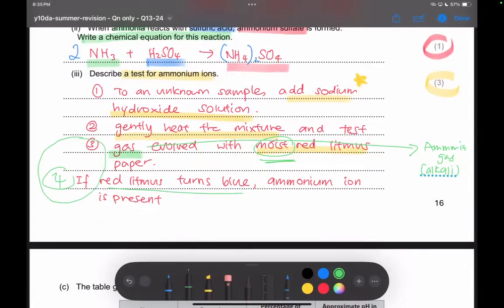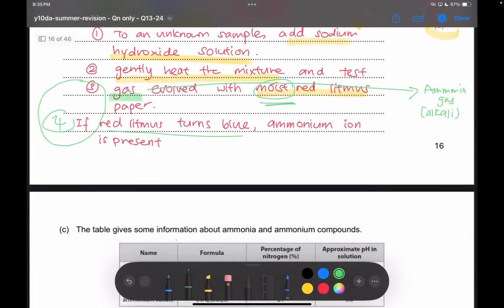Essentially, steps 3 and 4 are only 1 mark, so you do need to be mindful. After you use the red litmus paper, you need to tell us what's the color change or what's the observation. Okay, so that's the 3 marks here.